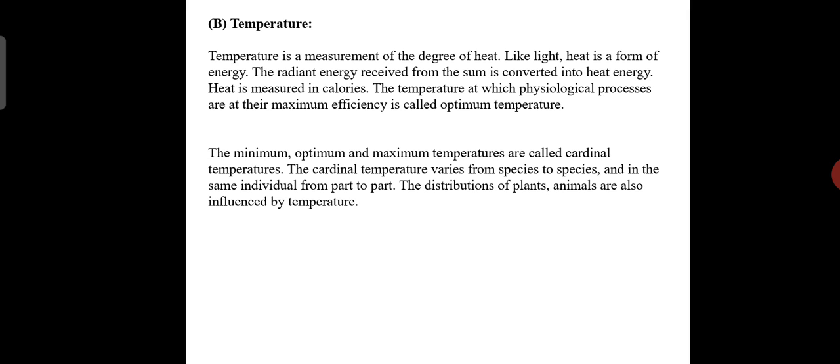The temperature at which physiological processes are at their maximum efficiency is called optimum temperature. The minimum, optimum and maximum temperatures are called cardinal temperatures. The cardinal temperature varies from species to species and in the same individual from part to part. The distribution of plants and animals is also influenced by temperature.